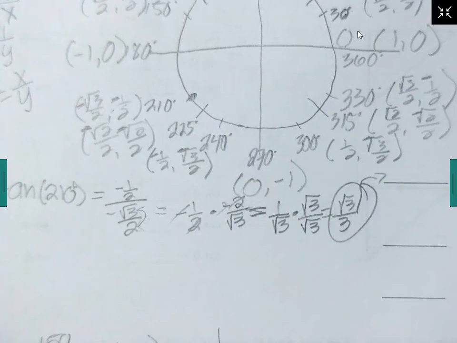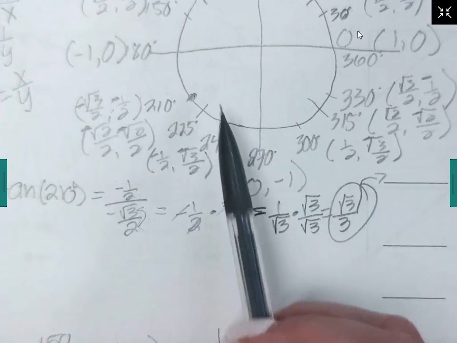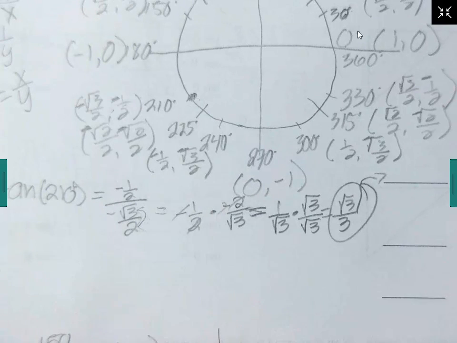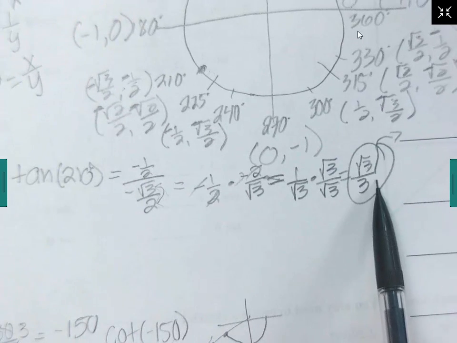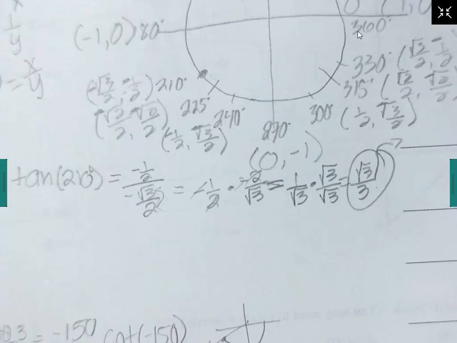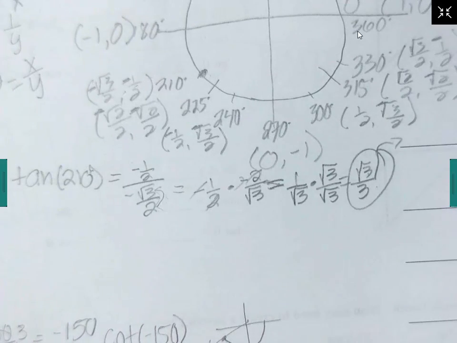Now we're finding the cotangent of this. Do we already know what the tangent is, though? What is the tangent? Root 3 over 3. We just found it here. The tangent of 210 is root 3 over 3. So the cotangent would be negative, no, it would be the reciprocal. 3 over the square root of 3, and then we just rationalize our denominator again.